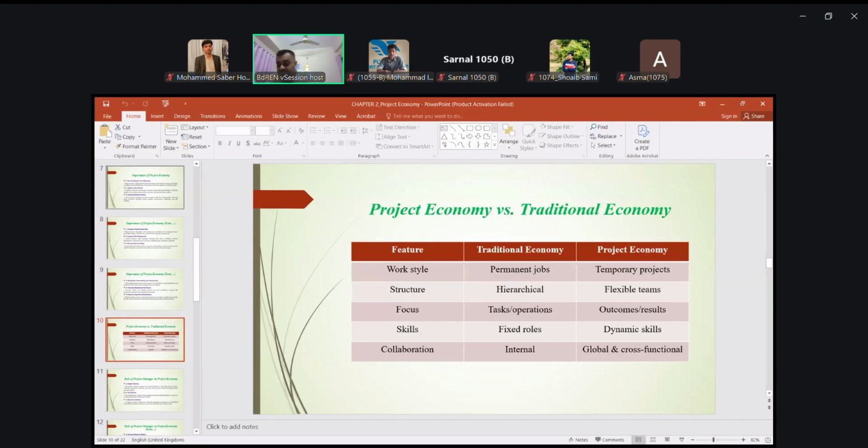From different disciplines. That's why you're talking about the dynamic skills. Then we are talking about the collaboration. Collaboration means, in the traditional economy, we talked about internal collaboration, and in case of project economy, this is global or cross-functional collaboration, or cross-cultural functional collaboration. But in case of traditional economy, there is only internal collaboration among the members within the organization.